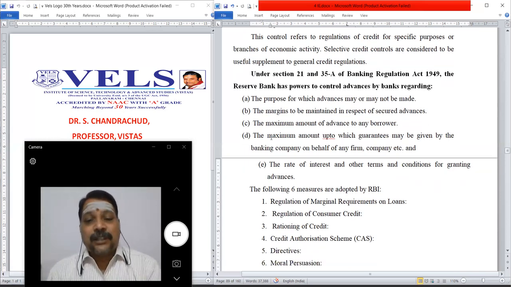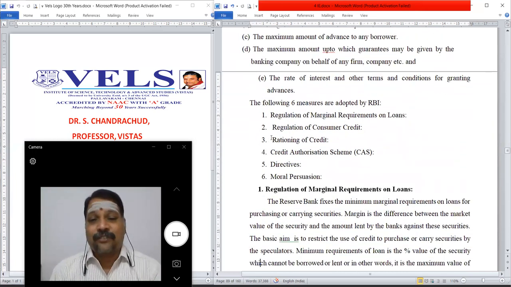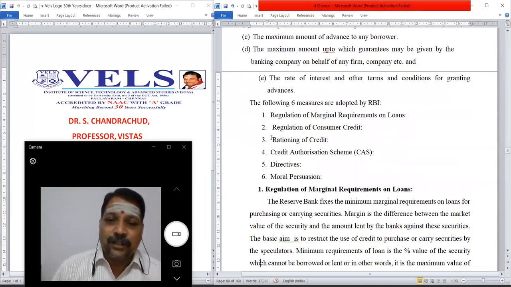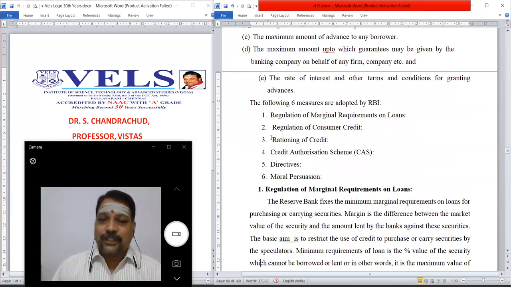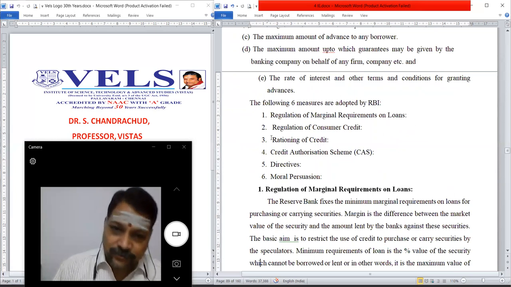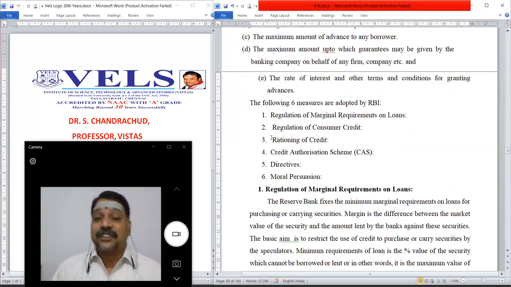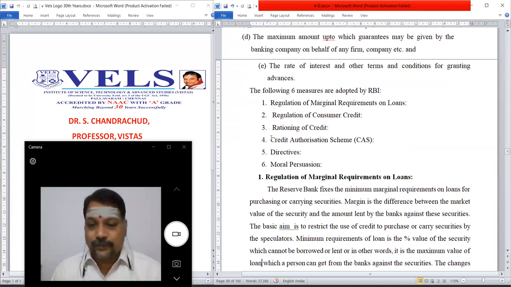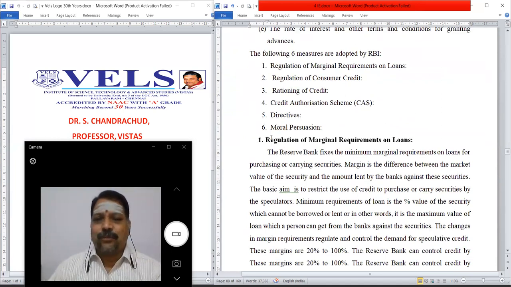For this purpose, the following six measures are adopted by the Reserve Bank. What are the measures? Number one, regulation of marginal requirement of loan. The second measure is regulation of consumer credit. Third one, rationing the credit. Fourth one, credit authorization scheme. The fifth one, some directives. The last one is moral suasion. So we will see one by one. These are the selective credit control methods.